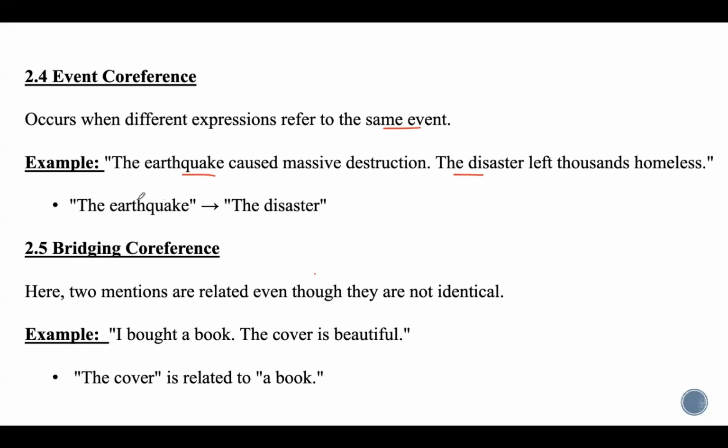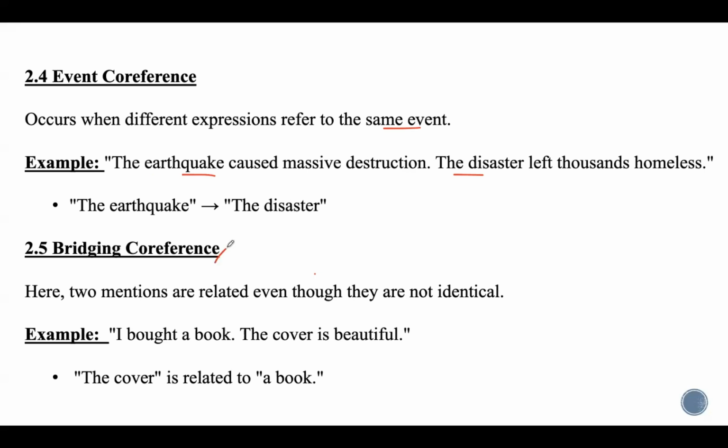Earthquake is the original event trigger, whereas disaster is another mention of the same event using a different term. And here the second sentence does not explicitly repeat earthquake but refers back to it using a semantically related term. A coreference resolution system should correctly link earthquake as well as disaster as referring to the same real world event, which requires understanding that earthquake is a type of disaster, which involves semantic reasoning and contextual understanding.